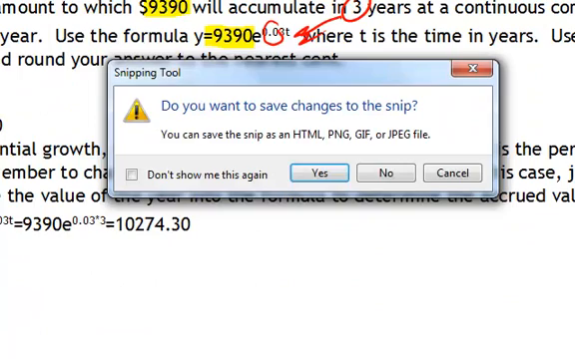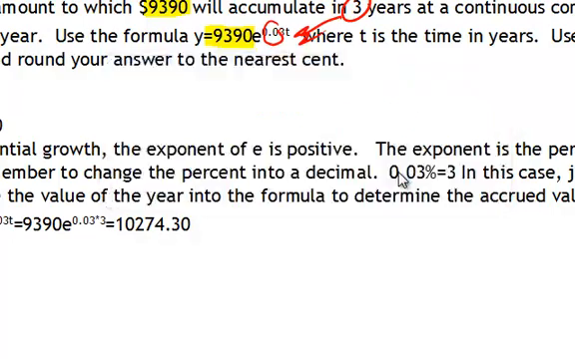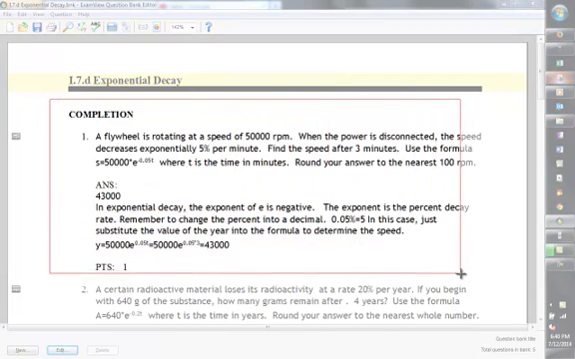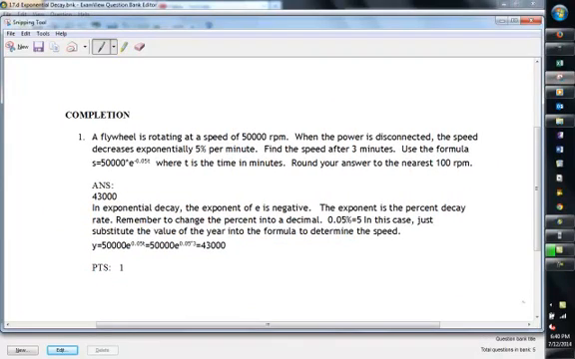Exponential decay is the lesson that we're on right now. And in exponential decay, that's 1.7 point D, what we're going to do is see how much things change in a bad direction.